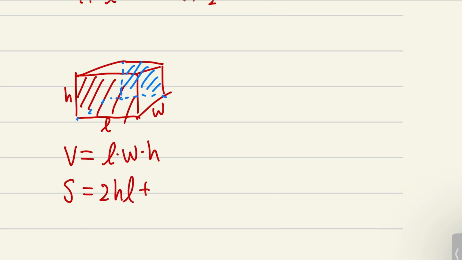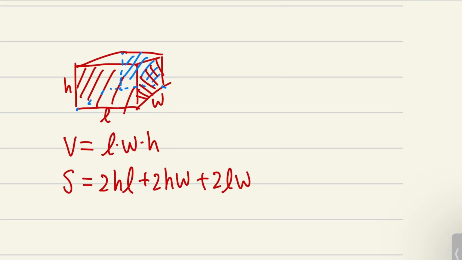And then we have to talk about this side, which is width times height. So it's just 2H times W. And lastly, we have the top and bottom. So let's say the top, which is length times width, and then the bottom as well. So for that, we have 2 times length and width. And these are the formulas that we will actually be using later on as well. So good review for you guys.